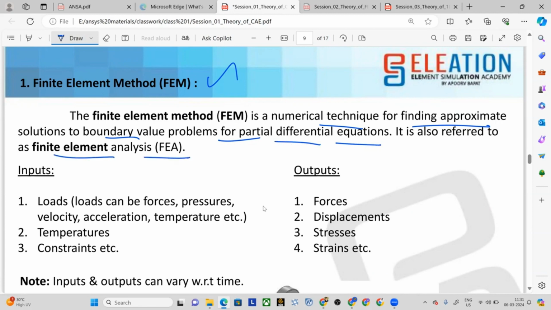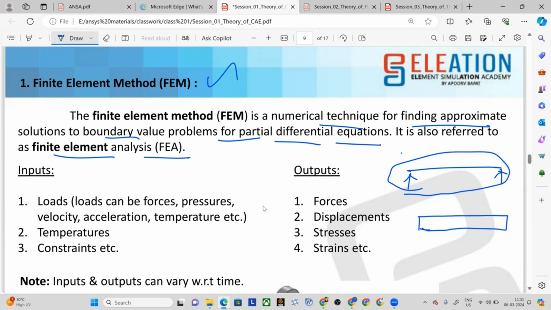Let's say, for example, let me take the same example of a simply supported beam. Now let me represent the beam alone like this. Now, instead of considering this entire beam as a single element, they will divide it into several elements. This is my first element, second, third, fourth, fifth, sixth, seventh. So this is nothing but the finite element method of approach.